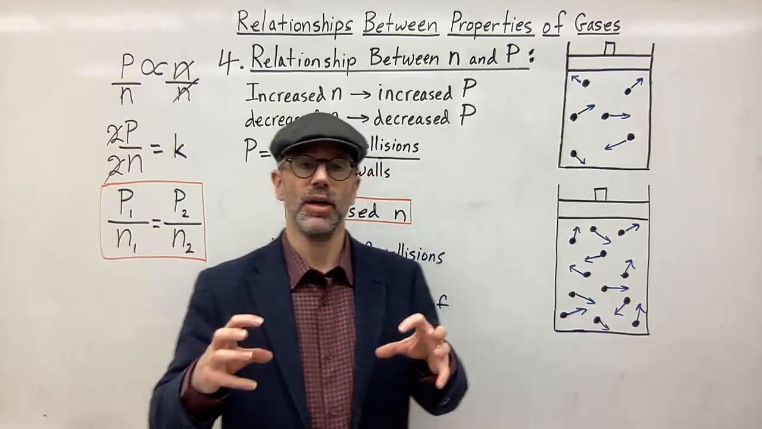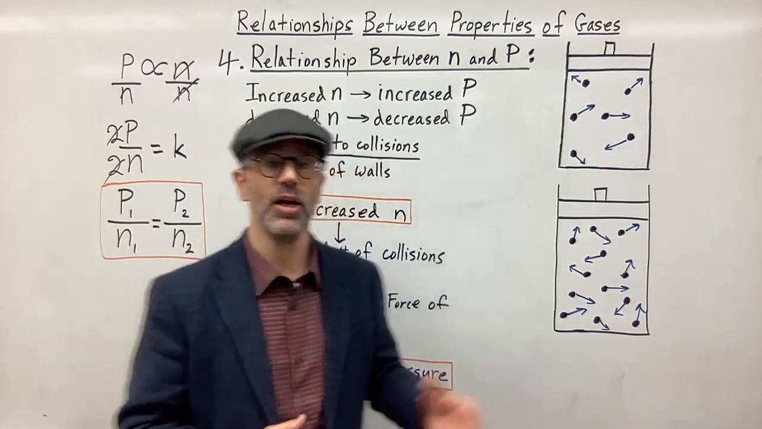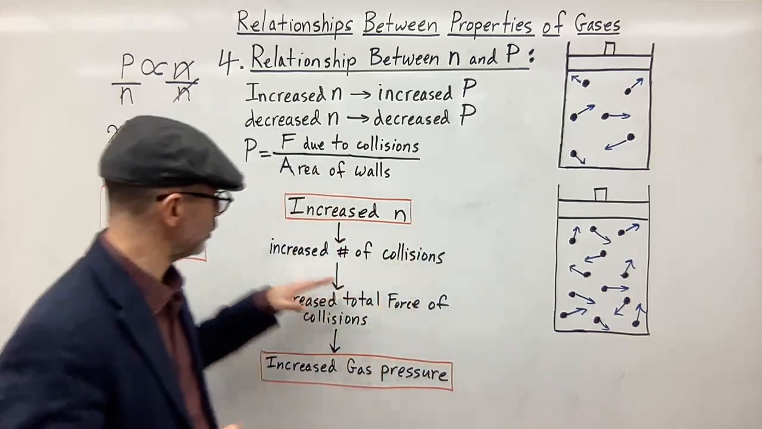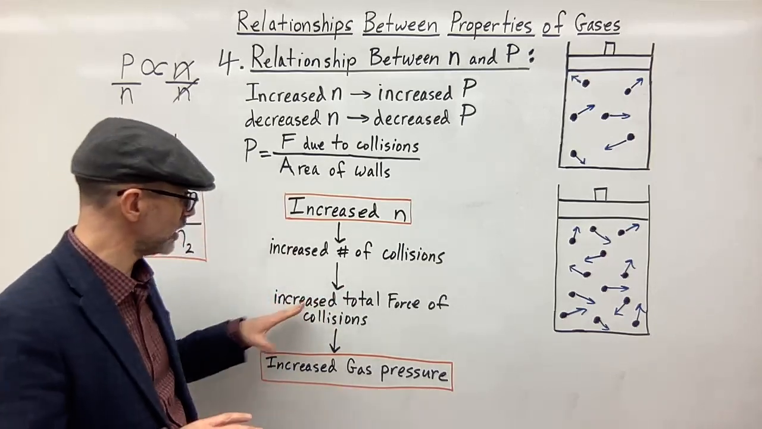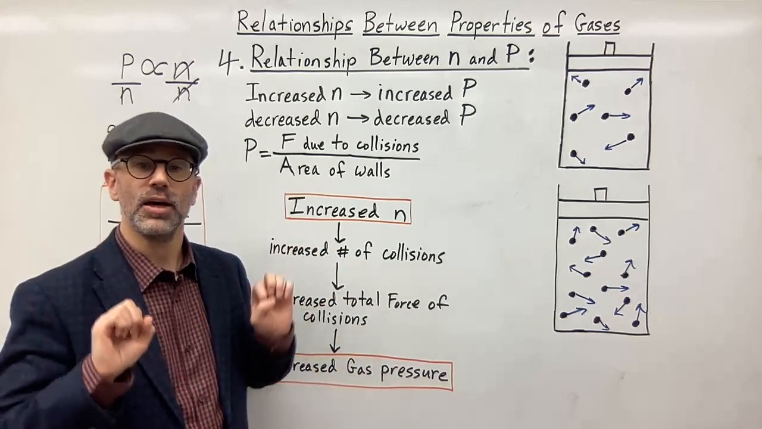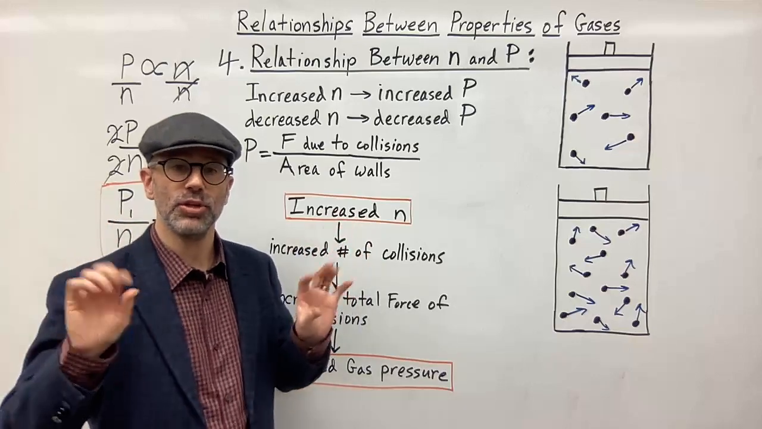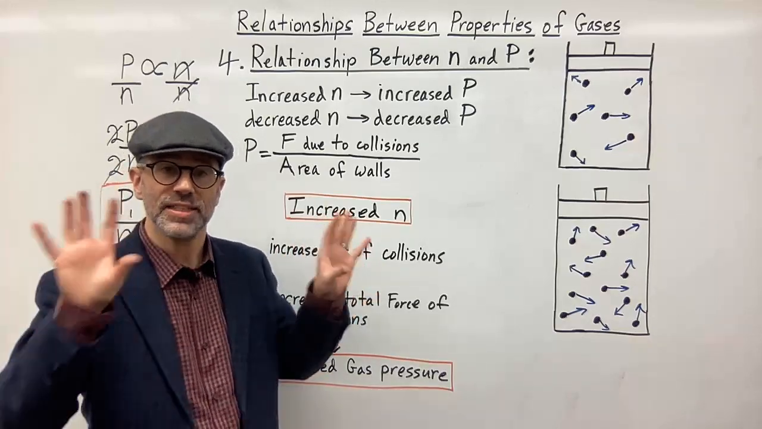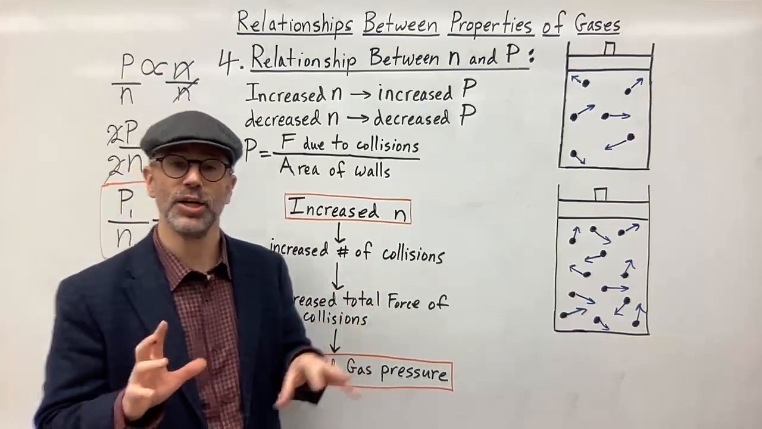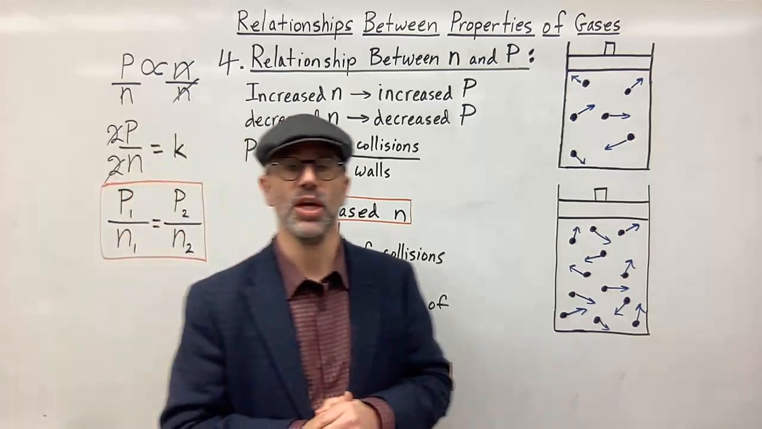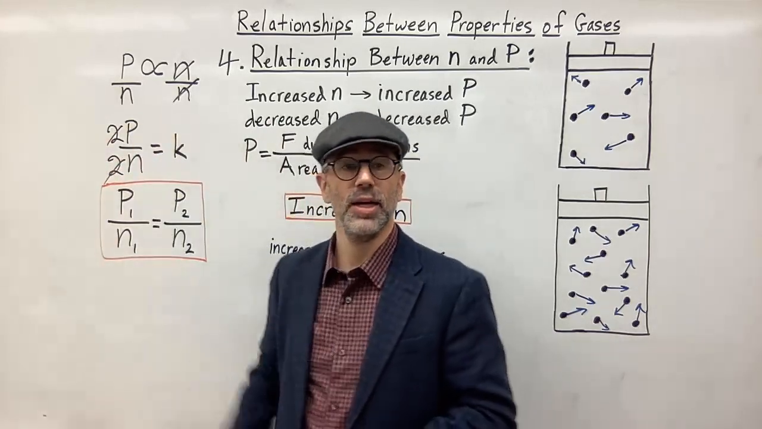Why does it inflate? Because the more particles inside the ball or your car tire or your bicycle tire are going to now have more collisions. So you're increasing the number of collisions. That is increasing the total force being applied to the surface area of the inside of the tire or the ball, and therefore pressure increases. So the pressure in the tire increases, and the pressure inside the ball will increase. So this is the reason why that is true.